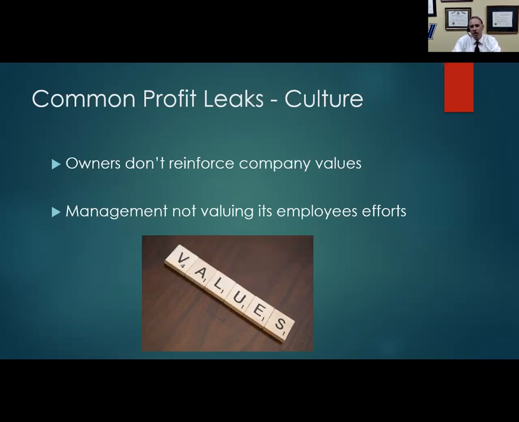Management not valuing its employees' efforts. This is again where you're not being recognized for doing something right, and those key managers who maybe are more valuable than their paycheck, you need to acknowledge that and put incentives in place so that they keep on doing good things and don't feel taken for granted. Many times business owners hesitate complimenting management too much because they fear they're going to demand a raise. Good employees, I don't find do that. I think they're appreciative if they feel they're treated fairly.